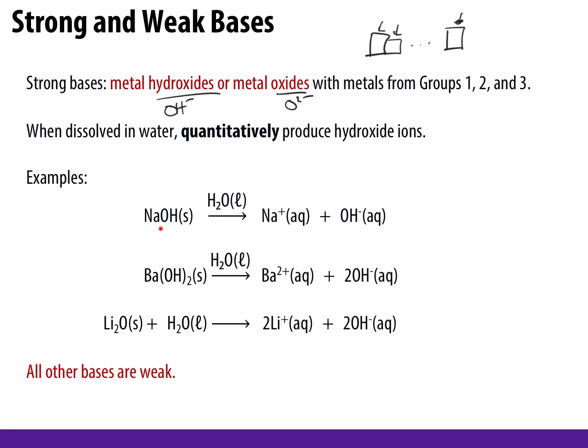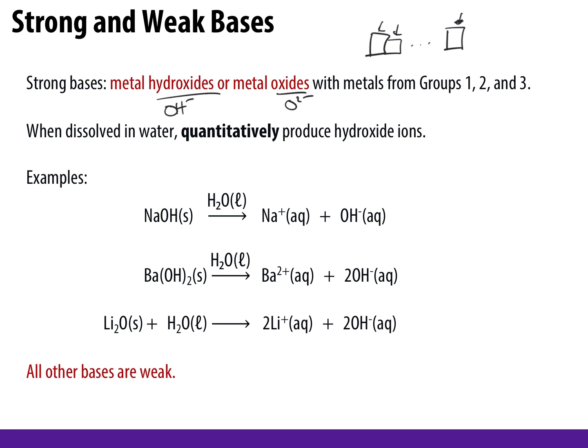So if I put 1 molar NaOH in solution, it's going to make 1 molar Na+ ions and 1 molar OH- ions in solution. For Ba(OH)2 here, because of the 2, 1 molar Ba(OH)2 would actually make 2 molar OH- ions in solution, again because of that coefficient of 2.